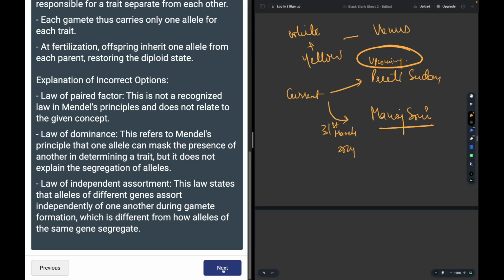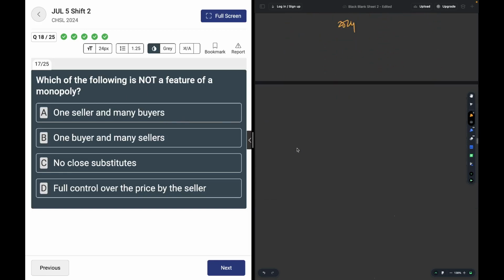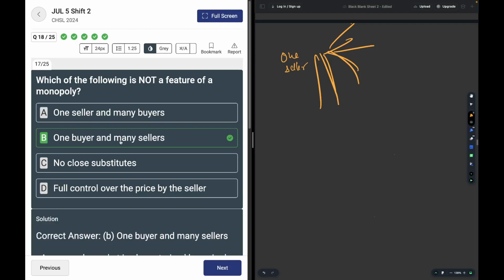Okay, moving on. Which of the following is not a feature of a monopoly? In a monopoly, what happens is there is one seller and multiple buyers. There would hardly be a time when the number of buyers would come down to one. The number of buyers would always be high. So, one buyer multi-seller is the wrong answer.